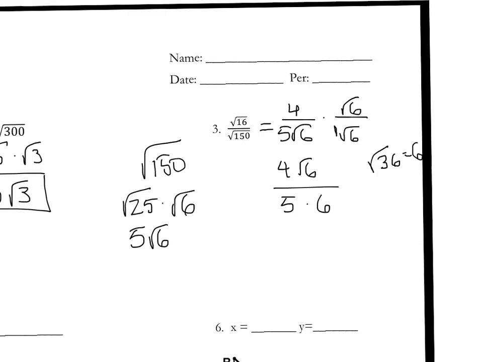Okay? And now I can simplify. 4 root 6 stays in the numerator. 5 times 6 is 30. So I have 4 root 6 over 30. And now we can simplify 4 over 30. Well, I can divide by 2 in both of those, so 4 divided by 2 is 2, and 30 divided by 2 is 15. So my final answer is 2 root 6 over 15.